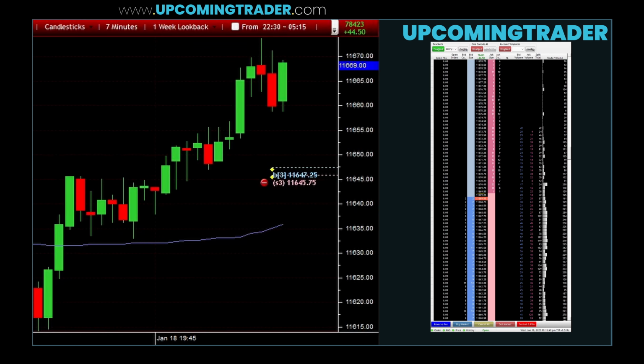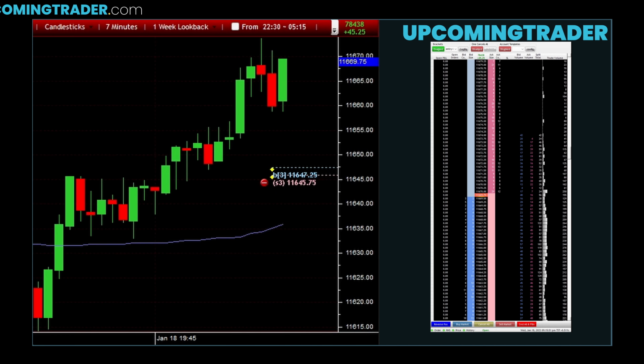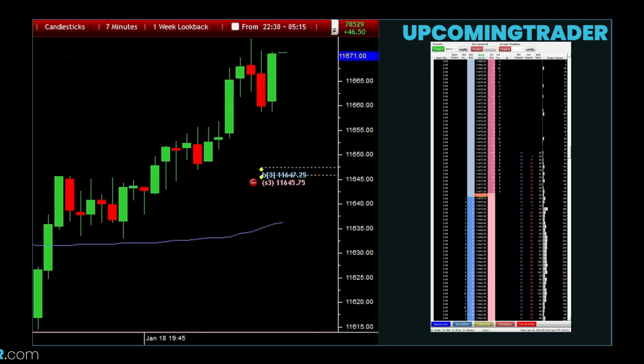profile effectively. High volume nodes are areas where a lot of trading occurred. These areas are important because they are often strong levels of support or resistance. When price comes back to these levels, there is a good chance it will either stall or bounce.